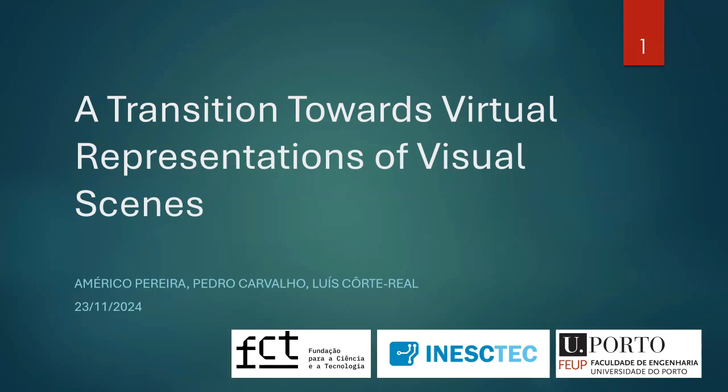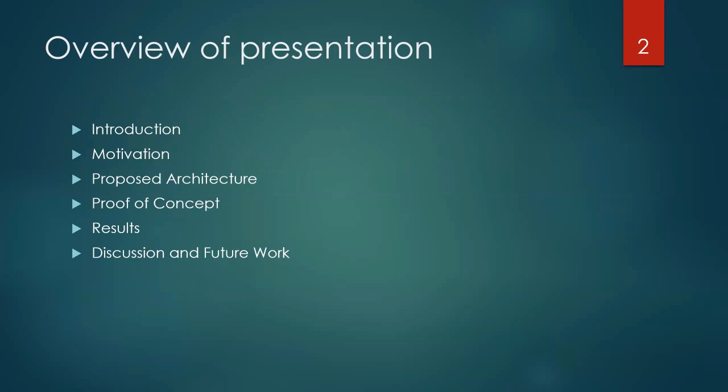So the title of this work is A Transition Towards Virtual Representations of Visual Scenes, and I'll start by outlining essentially what I'll be talking about in this presentation. So I'll start by introducing the initial topic and the area essentially that is an umbrella where this is present. I'll also talk about what motivates this work and what we propose as an idea of an architecture that can help this transition from a visual scene to a virtual representation.